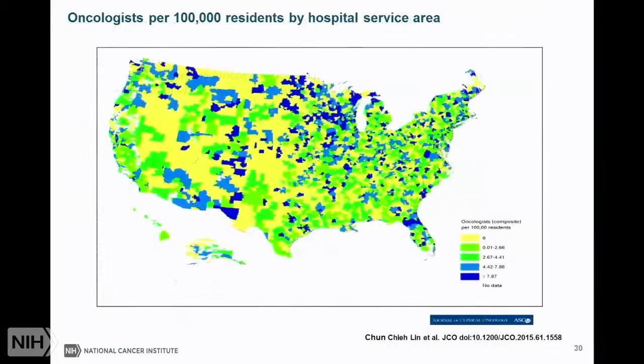Okay, let's talk a little bit more about access to care. This is a graph, again going back to the entire United States, and what's graphed is the number of oncologists per 100,000 residents by hospital service area. So again, the lighter colors represent either zero, which is none. If you think about that, access to no oncologists versus access to more than eight. As you can see, it varies quite dramatically across the US. And even just thinking in your mind, you can clearly see immediately how that could influence both your access to care, but also your outcomes.